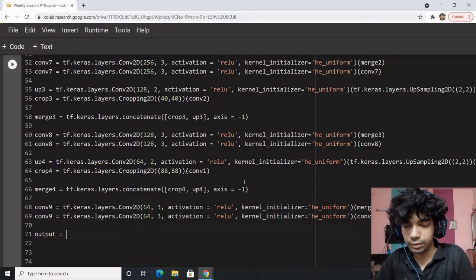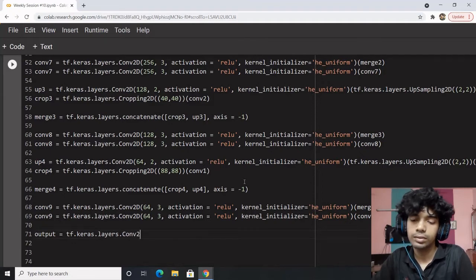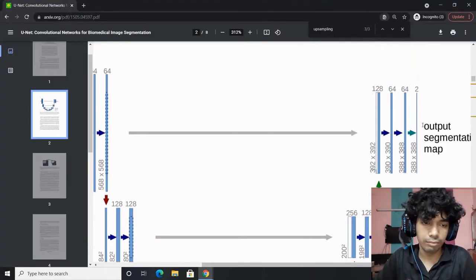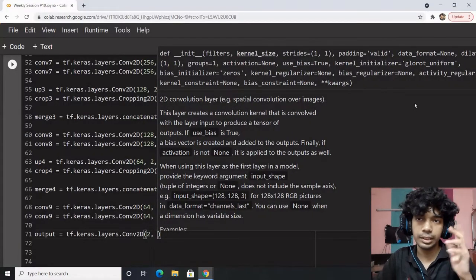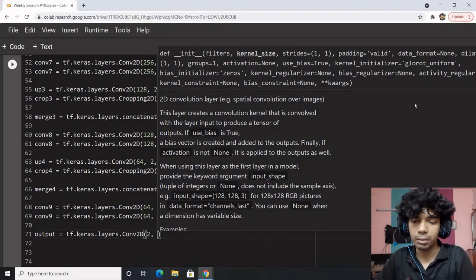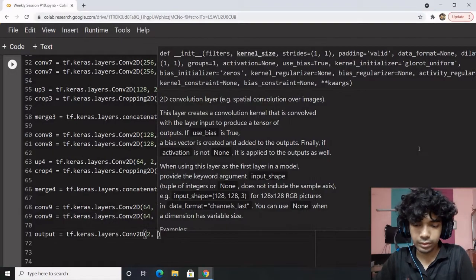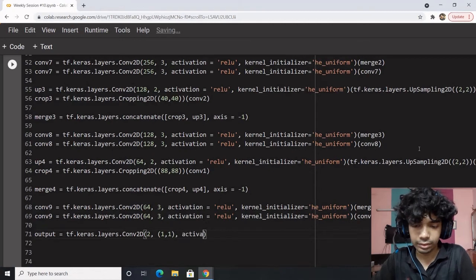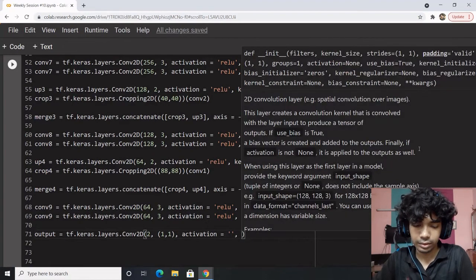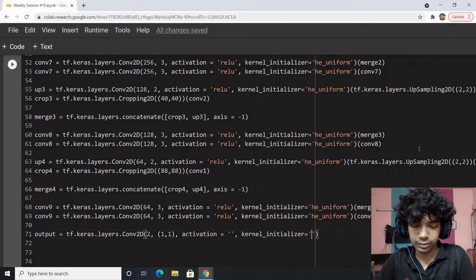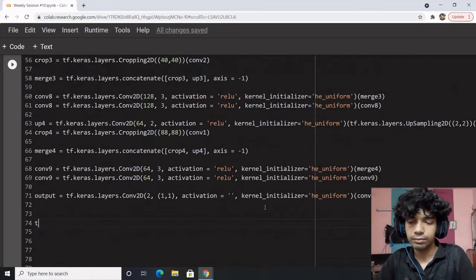Finally, you would have a convolution of TF Keras layers convolution 2-dimensional with number of filters as 2, because you need a black and white segmentation output mask, right? Number of filters as 2, and 1 cross 1 should be the filter. Activation, I don't know. Kernel initializer equals HE uniform, convolution 9. Let's figure out the activation once and for all.